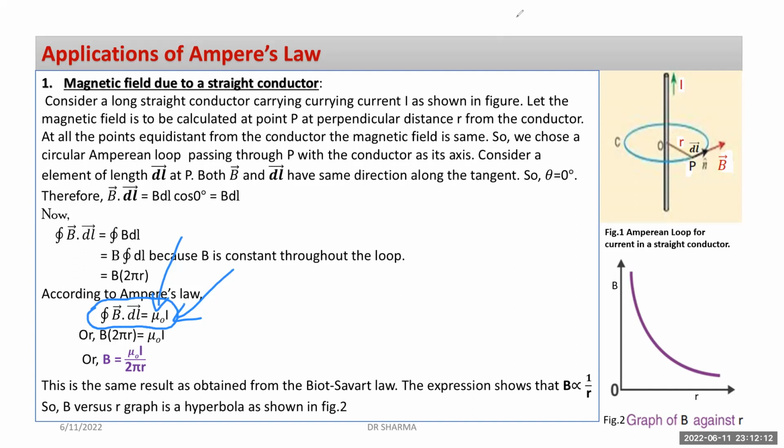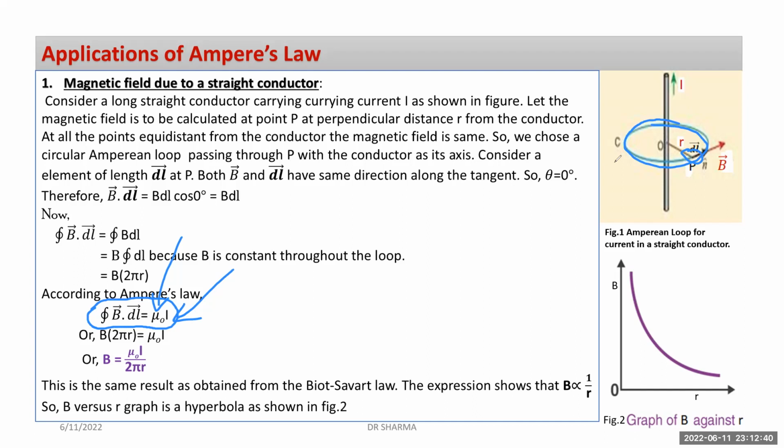You must remember that the magnetic field lines due to a straight current carrying conductor are concentric circles around it, with that conductor as axis. So we have chosen a circular Amperian loop passing through the field point. Field point means the point where we are going to calculate magnetic field.